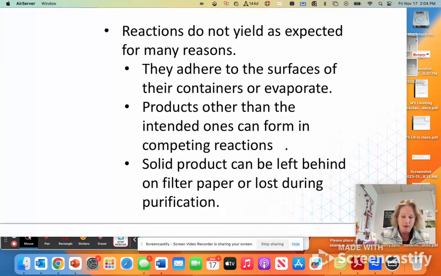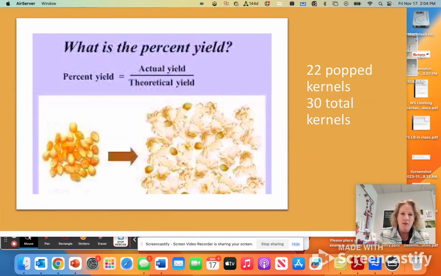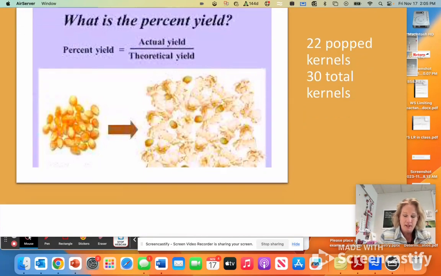When you make popcorn, in theory, if I start with 30 kernels, I should get 30 to pop, but that never happens. So we can calculate percent yield by comparing the number of popped kernels, which would be our actual yield, over our theoretical yield, which would be the 30 kernels that should have popped. And then we just multiply by 100 to make that into a percent.